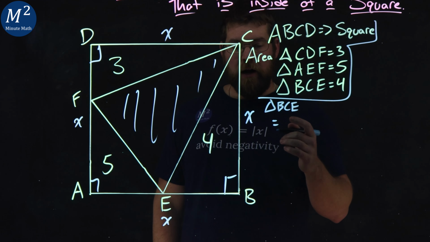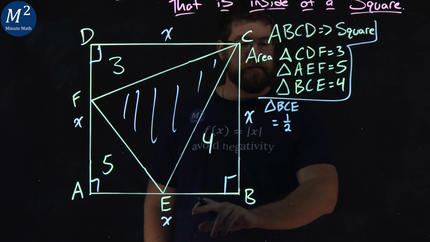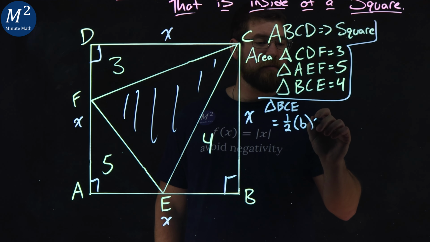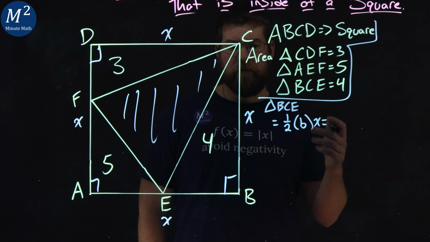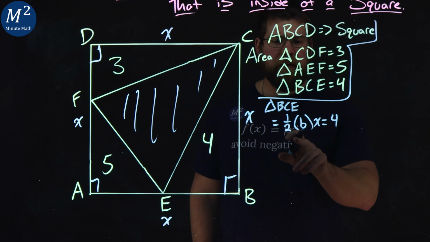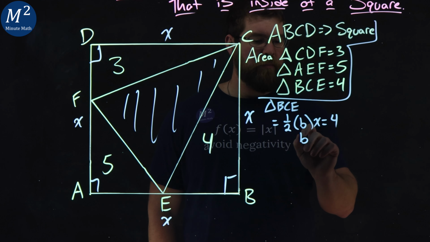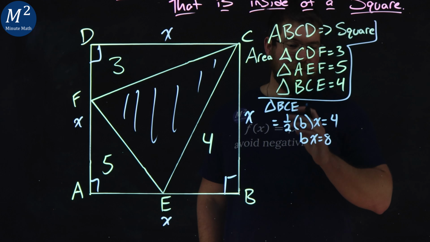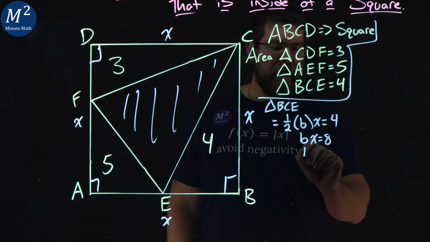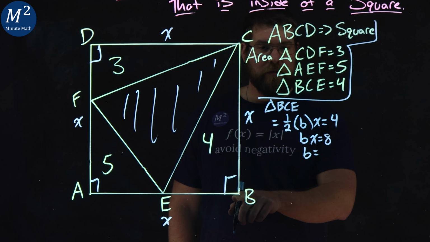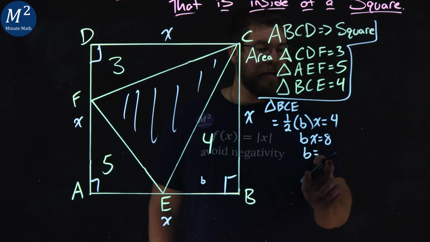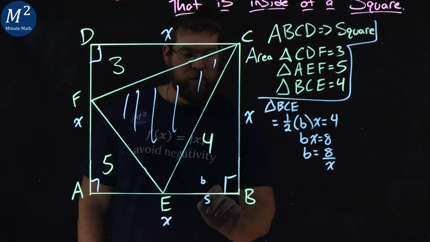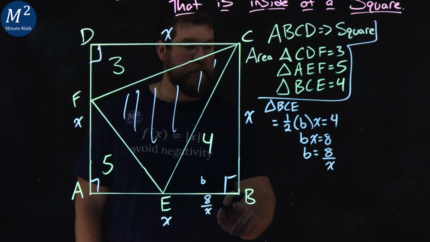So that triangle's area is equal to 1/2 times the base, which we don't know yet, let's call it b, but our height, B to C, is x. And it's equal to the area, 4. To simplify this, we multiply both sides by 2, and we have bx equal to 8. I want to get b by itself, so I divide both sides by x, and b, that length, is equal to 8 over x. So instead of b, I'll write 8 over x for that length from E to B.